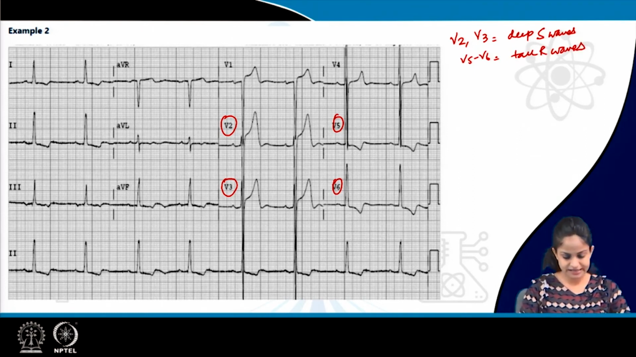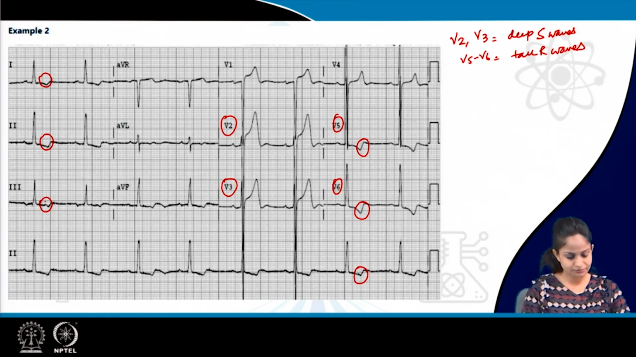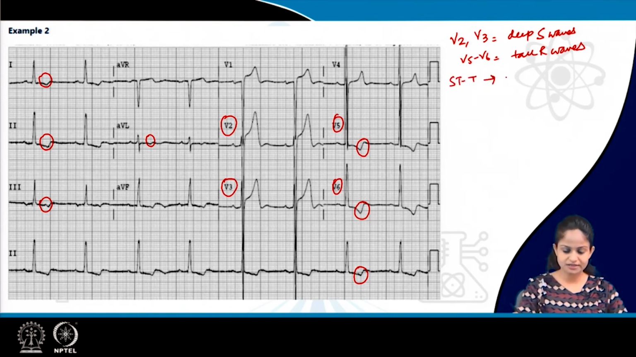We are seeing ST segment depression in V5, V6, and lead 2, ST segment depression and T wave inversion in lead 2, lead 3, and very much in AVL. So, secondary ST changes we see in 1, 2, 3, AVL, V5 and V6.